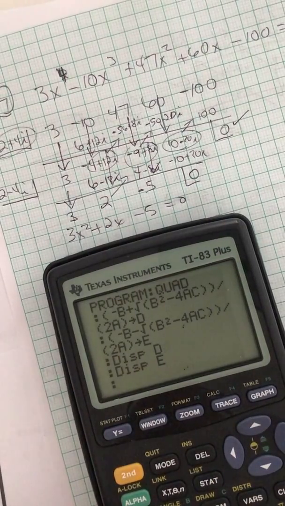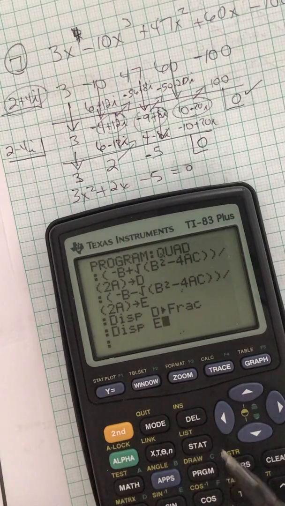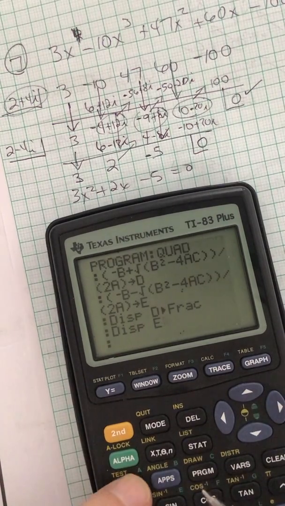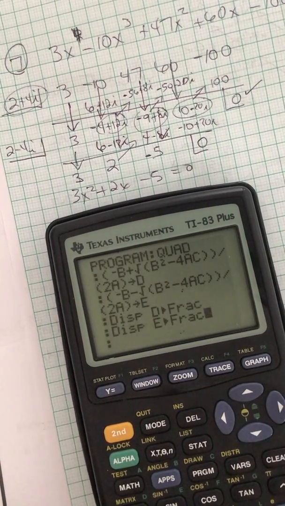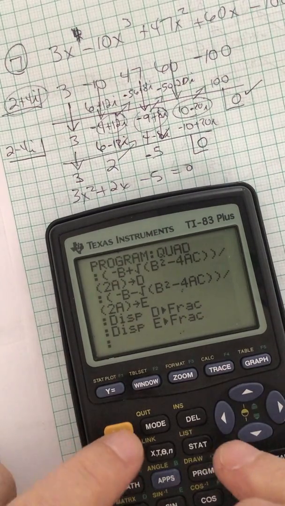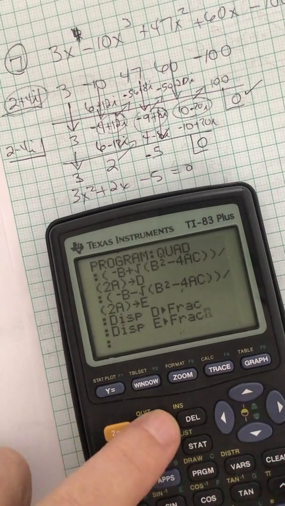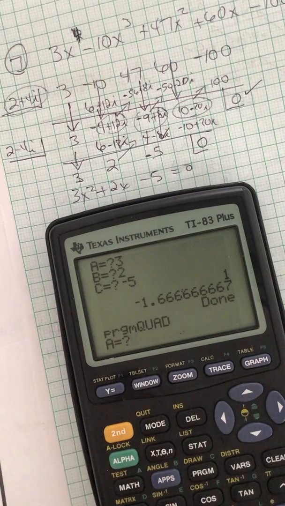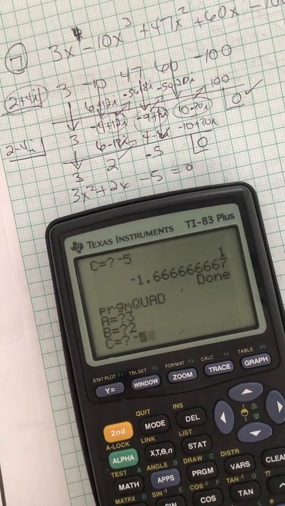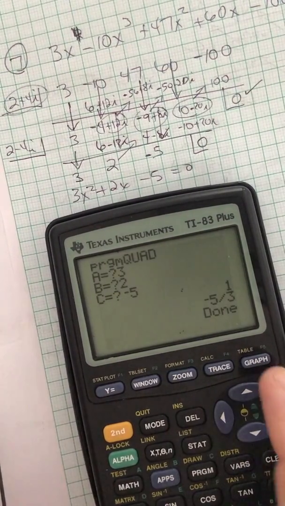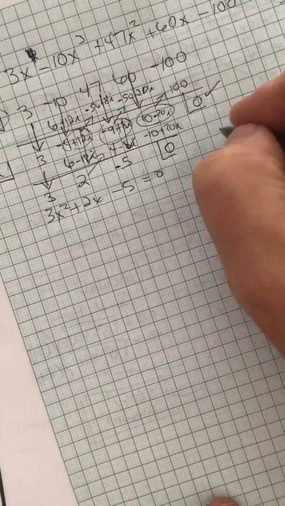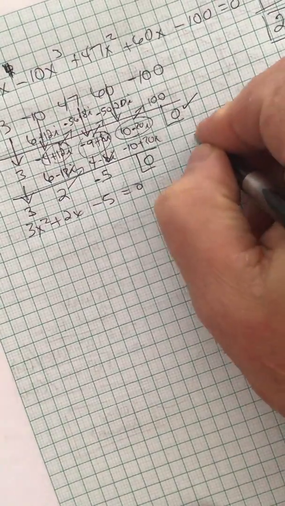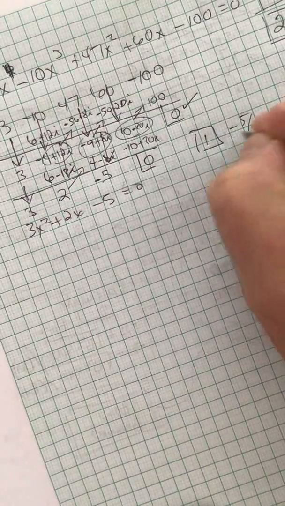Right there where it says D, say math fraction. And now it'll show me D as a fraction, and then I want to do it also with E. I'm going to hit the math key, and then the very first one is a fraction, and it'll produce it as a fraction instead. So I'm going to say second quit and maybe run it again. So it was 3, 2, and negative 5. See, that gives me a 1 and negative 5/3. So the other two zeros are 1 and negative 5/3.